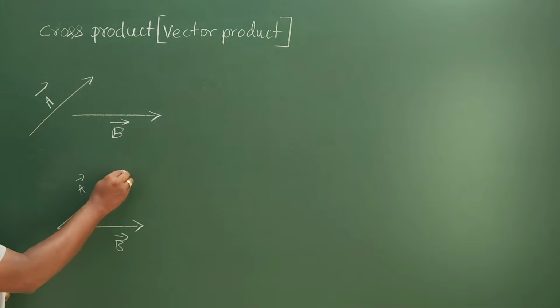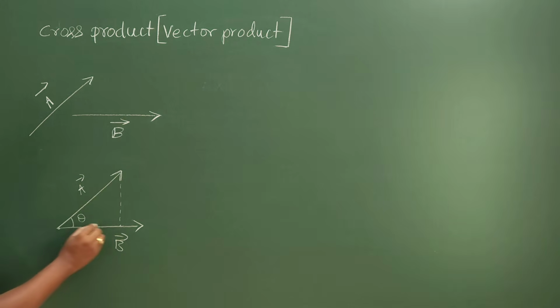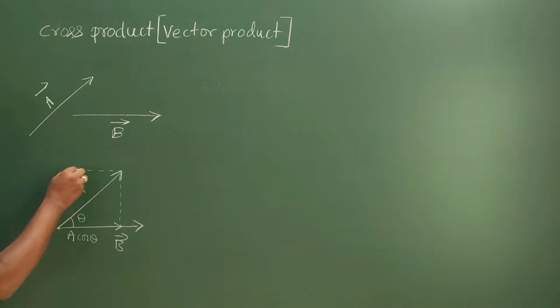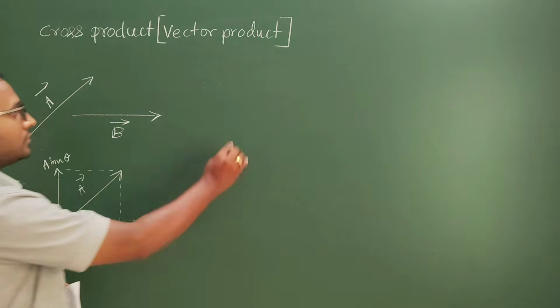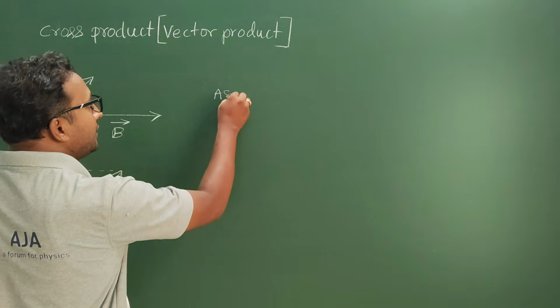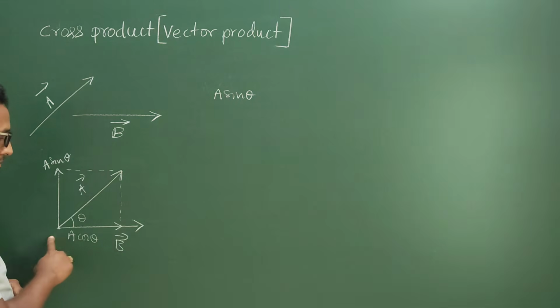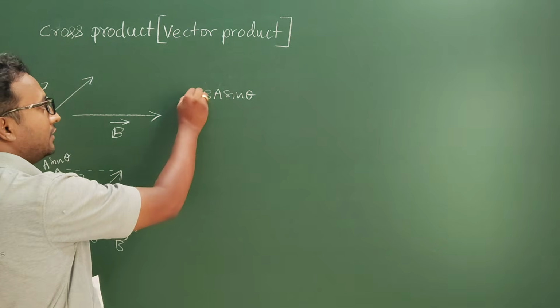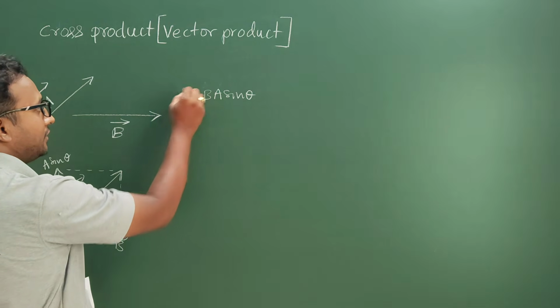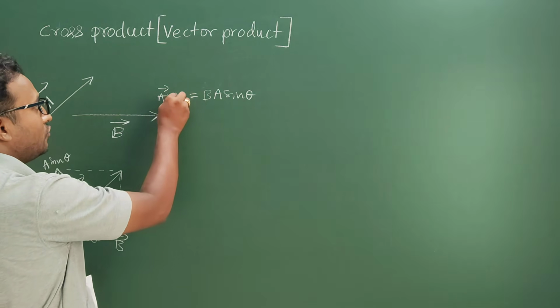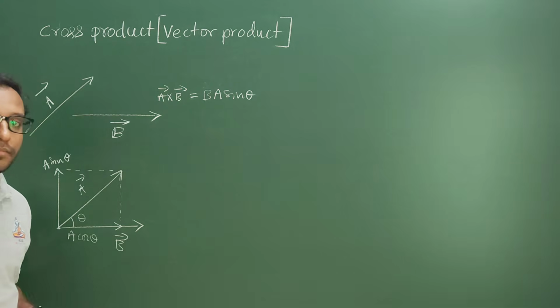Now this vector A will be having two components. One component of vector A is along the vector B and this component is called A cos theta. Similarly, there is a component of A perpendicular to vector B which can be called A sin theta. Suppose you are multiplying A sin theta with the magnitude of B, this product is basically called the cross product of two vectors A and B.